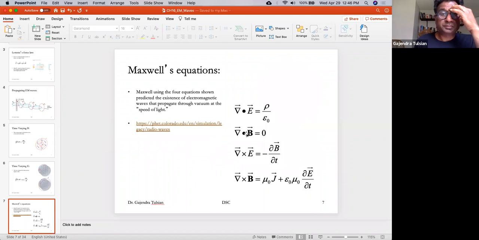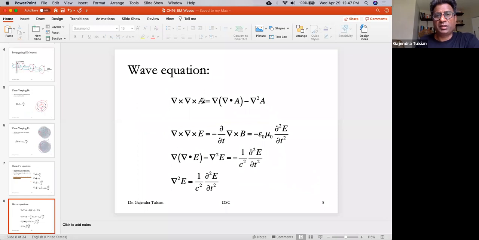So here are the four Maxwell's equations. We are interested in them. We'll look at solutions to these equations in vacuum, so this term will be 0 and this term will be 0, and I wrote those equations. So Maxwell, using the four equations shown, predicted the existence of electromagnetic waves that propagate through vacuum at the speed of light.